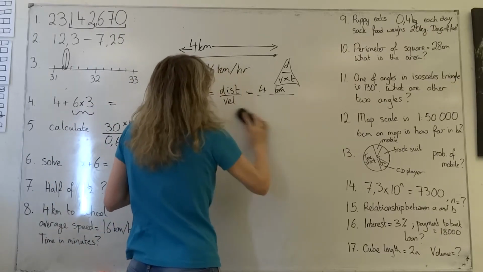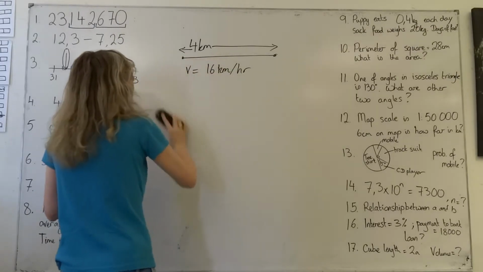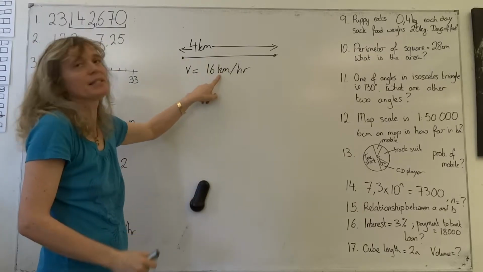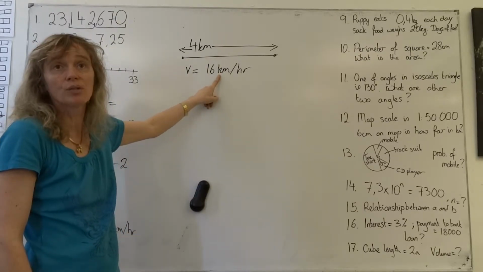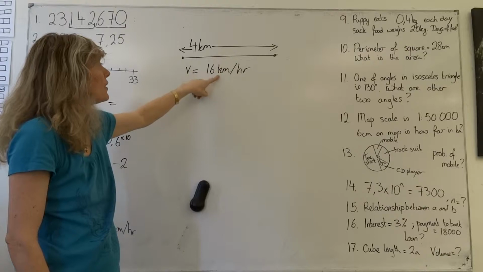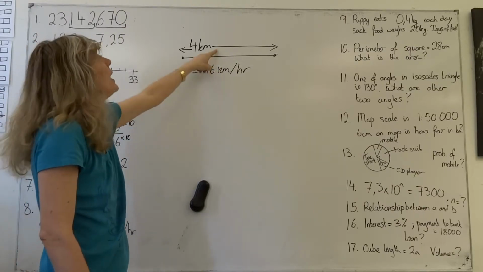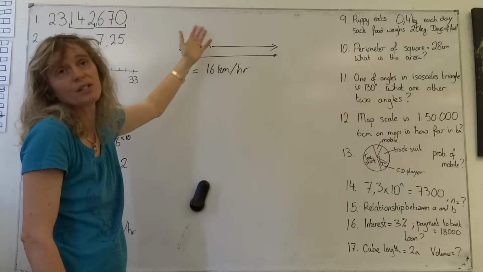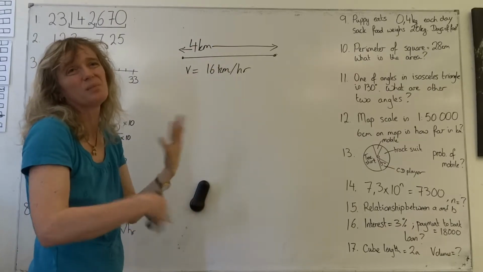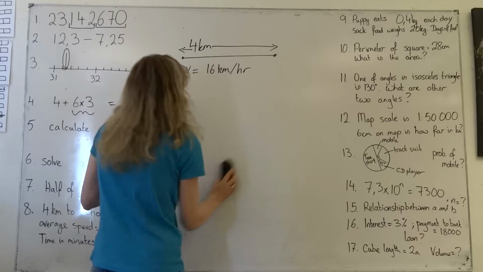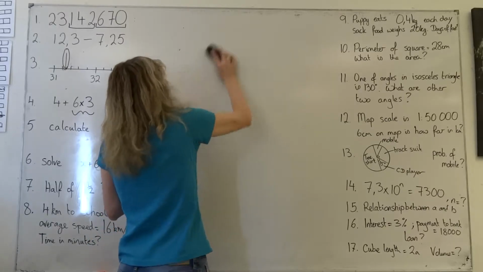You could have also just used your common sense. Okay, 4 kilometers is 1/4 of the total 16 kilometers. He'd do 16 kilometers in 1 hour. He's done 1/4 of that distance, so it's going to take him 1/4 of an hour. That one's a bit simpler, but I always like using the speed time diagrams because they're so fun.